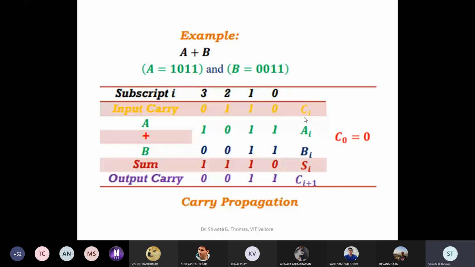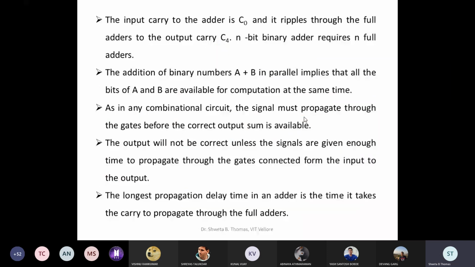Okay. Some points I have highlighted here for your clarity. The input carry to the adder is C naught, as I already told you, and it ripples through the full adder.